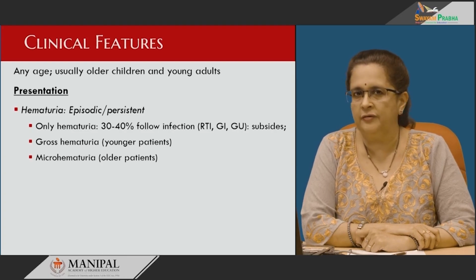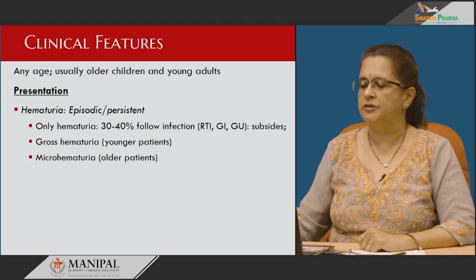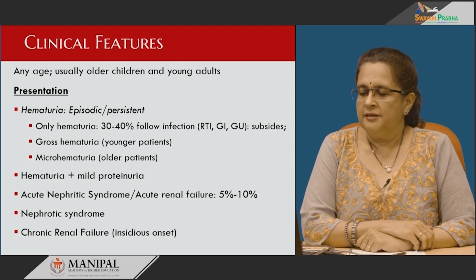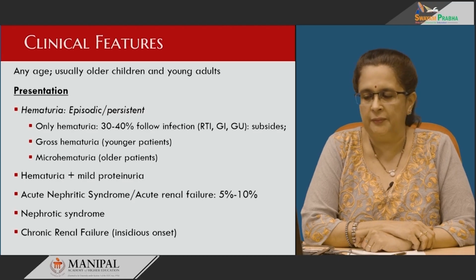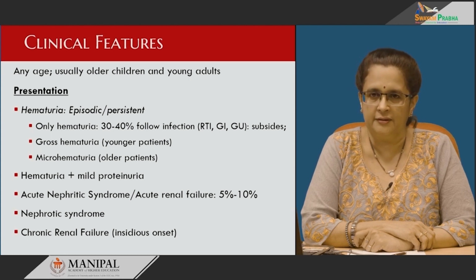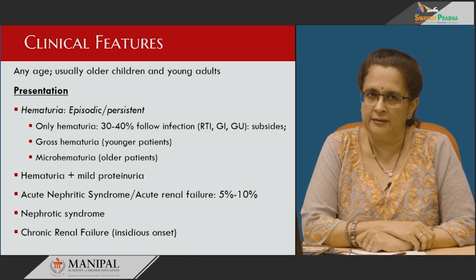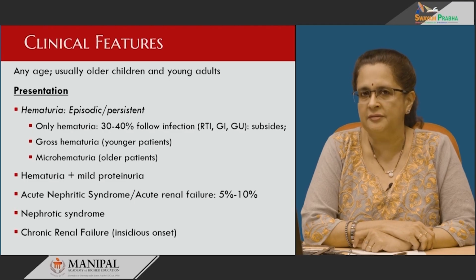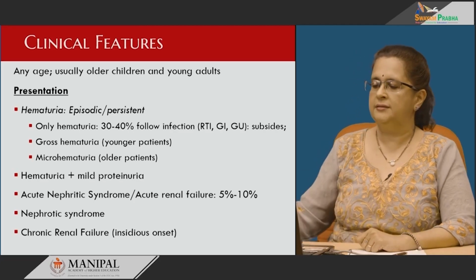Gross hematuria, if seen, is usually in younger patients, whereas microhematuria is in older individuals. Sometimes it can be hematuria along with mild proteinuria, and rarely as an acute nephritic syndrome or acute renal failure in 5 to 10% of the patients. Very rare or occasionally it can be as nephrotic syndrome, and most of these patients can progress to chronic kidney disease, or it could be a presentation as chronic kidney disease when the earlier symptoms have been very mild. So, that can be an insidious onset of chronic kidney disease.